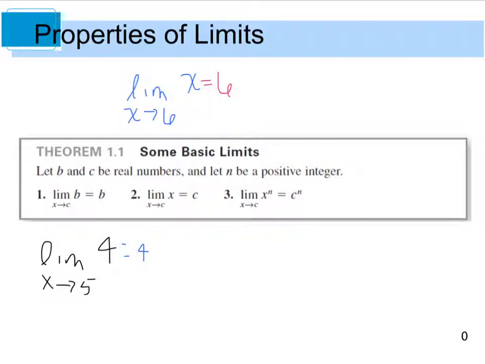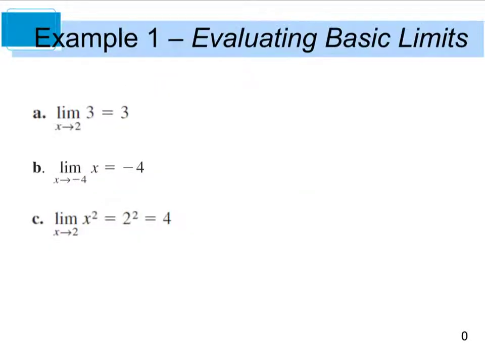And lastly, limit as x approaches c of x to the n equals c to the nth power. And so that looks like x cubed, to the third power. All we're going to do is take 3, plug it in for x. We get 3 to the third power, which is 27.